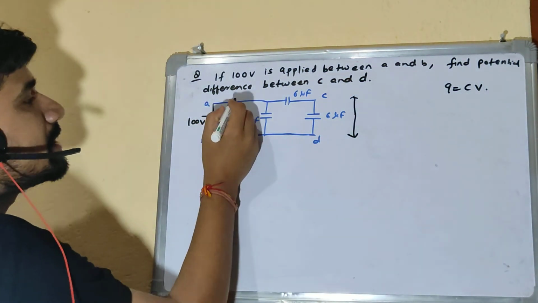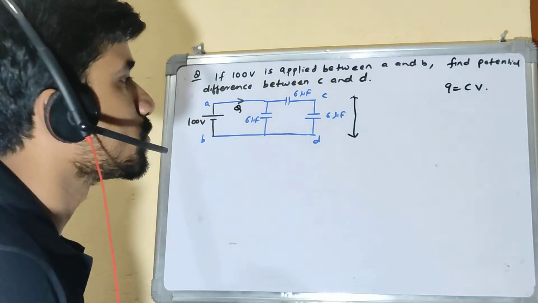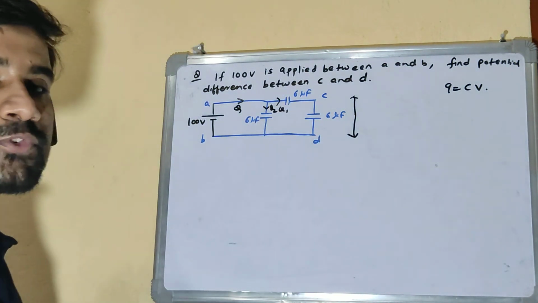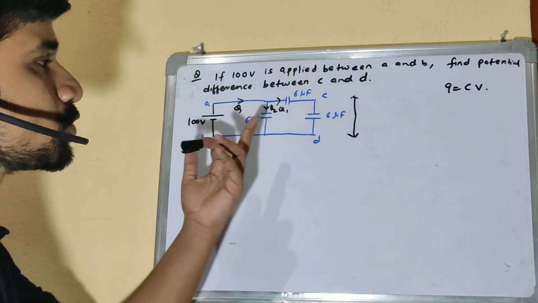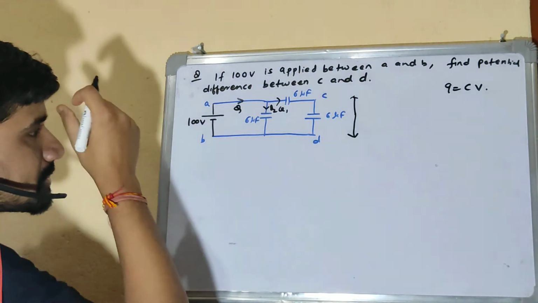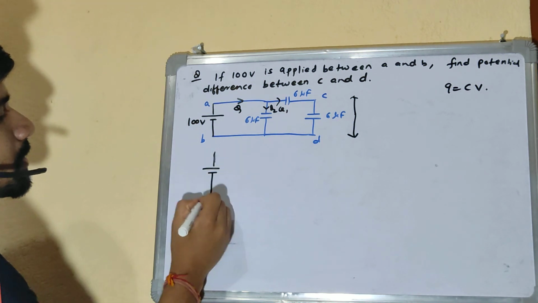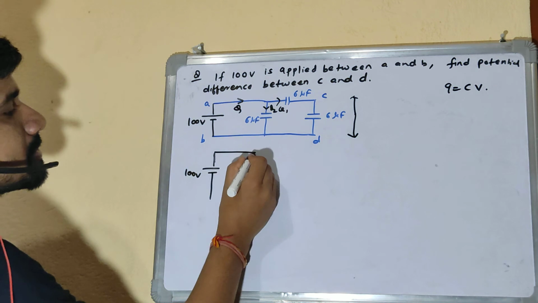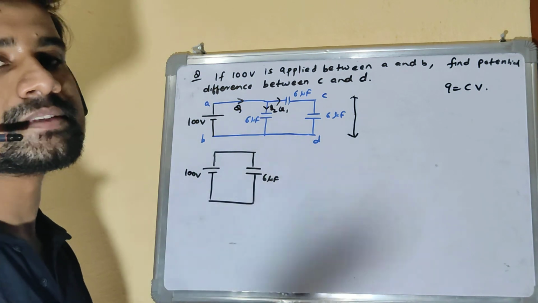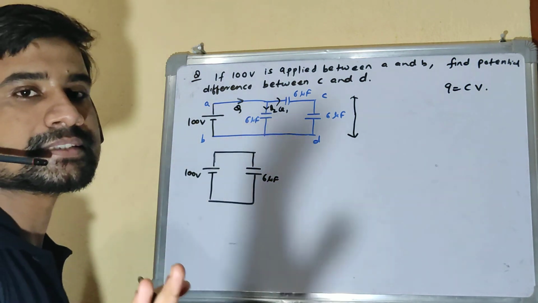Let's say the battery is supplying net charge Q, and this is getting distributed as Q1 and Q2 over here, right? So first let's find Q, then we can find Q1, and then we can find the potential across this, right? If I redraw this diagram, this is 100 volts, and this is a 6 microfarad capacitor. These two 6 microfarad capacitors are in series with each other.